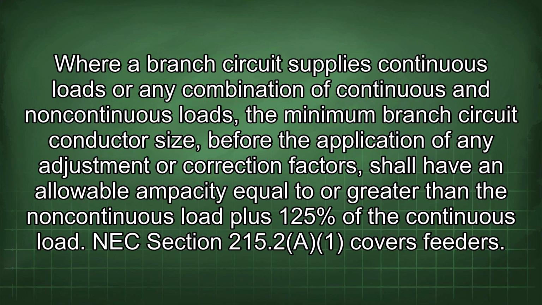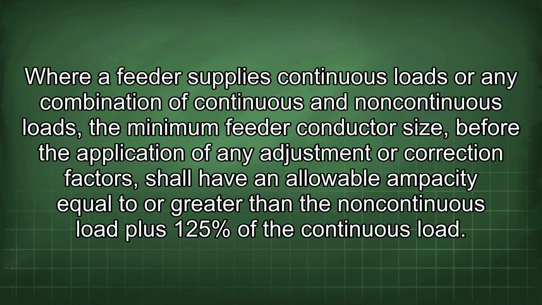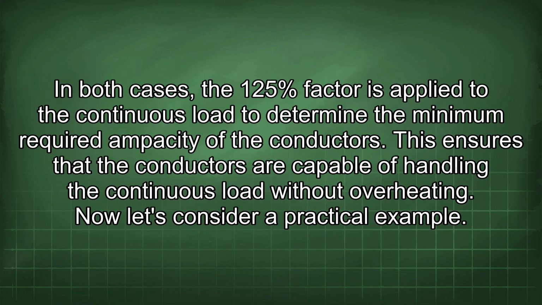NEC Section 215.2(A) covers feeders. It states that feeder conductors shall have an ampacity not less than the maximum load to be served. Where a feeder supplies continuous loads or any combination of continuous and non-continuous loads, the minimum feeder conductor size, before the application of any adjustment or correction factors, shall have an allowable ampacity equal to or greater than the non-continuous load plus 125% of the continuous load. In both cases, the 125% factor is applied to the continuous load to determine the minimum required ampacity of the conductors. This ensures that the conductors are capable of handling the continuous load without overheating.